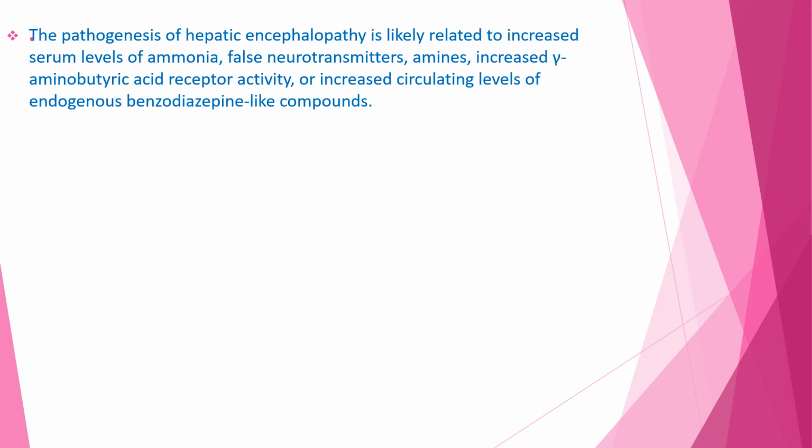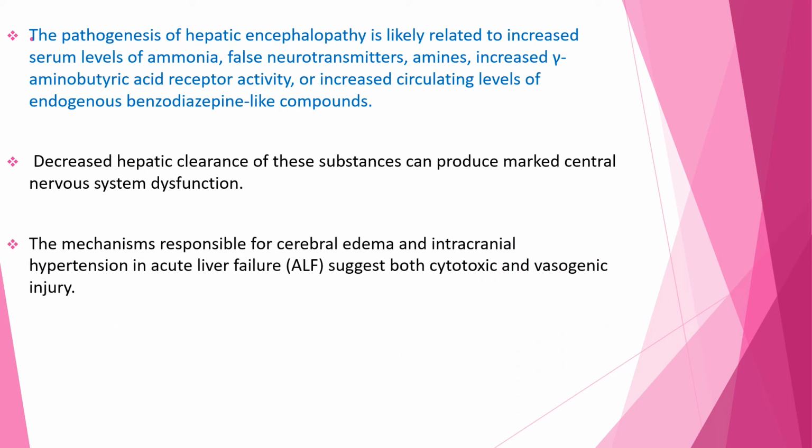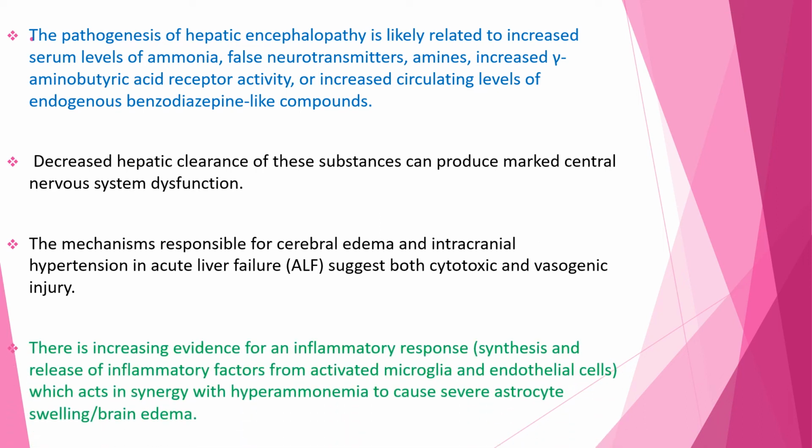The pathogenesis of hepatic encephalopathy is likely related to increased serum levels of ammonia and also false neurotransmitters, amines, increased GABA receptor activity, or increased circulating levels of endogenous benzodiazepine-like compounds. Decreased hepatic clearance of these substances can produce marked central nervous system dysfunction. The mechanisms responsible for cerebral edema and intracranial hypertension in acute liver failure suggest both cytotoxic and vasogenic injury. There is increasing evidence for an inflammatory response which acts in synergy with hyperammonemia to cause severe astrocyte swelling or brain edema.